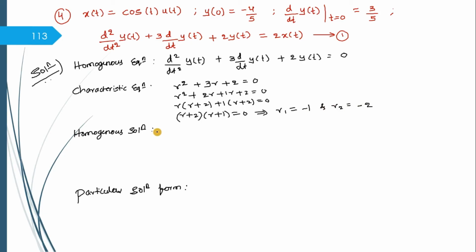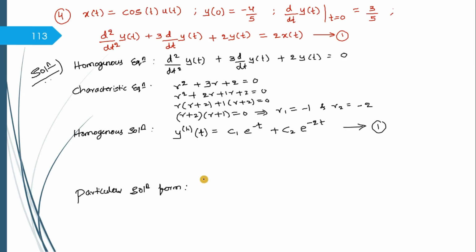Now the homogeneous solution form can be written by looking at the roots. Real roots are there. Hence, yh of t is equal to c1 e raised to r1 t, so in place of r1, I have minus 1 t, correct? Plus c2 into e raised to r2 t, r2 is minus 2 t. This is equation 1.